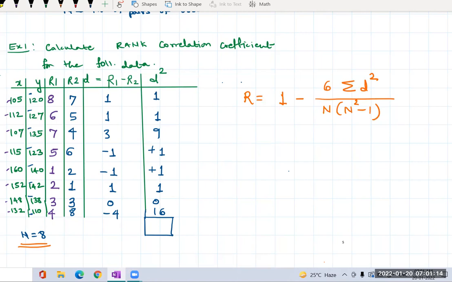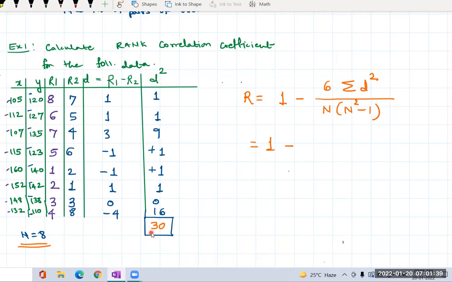और अभी इस फॉर्मूला में सब्स्टिट्यूट करने के लिए I need to calculate summation of d square, which is done by these steps. Pehle ranking, then difference, then square, and then total. Now this total comes out to be 30. So let us do the substitution in this formula.